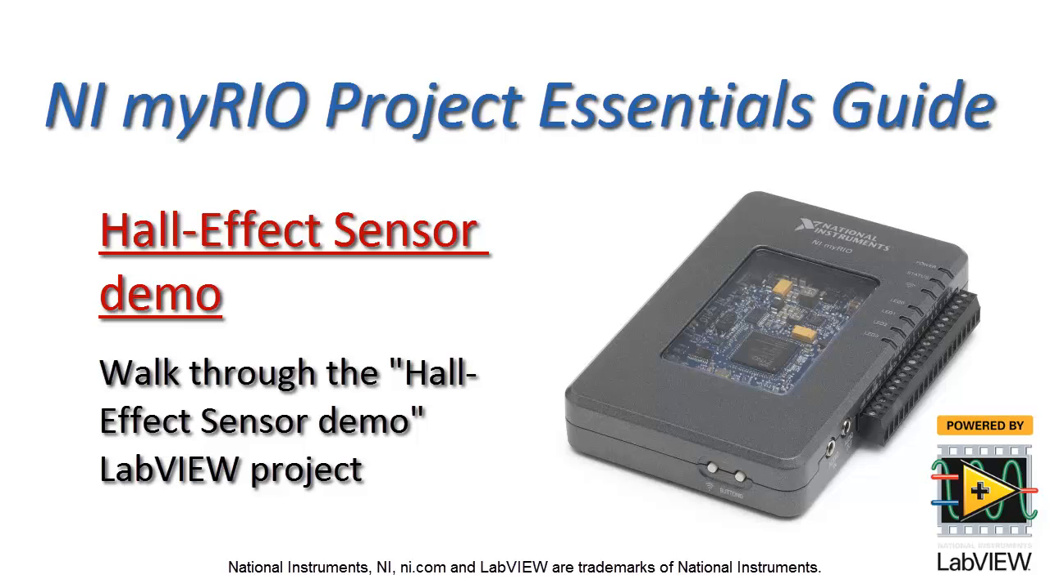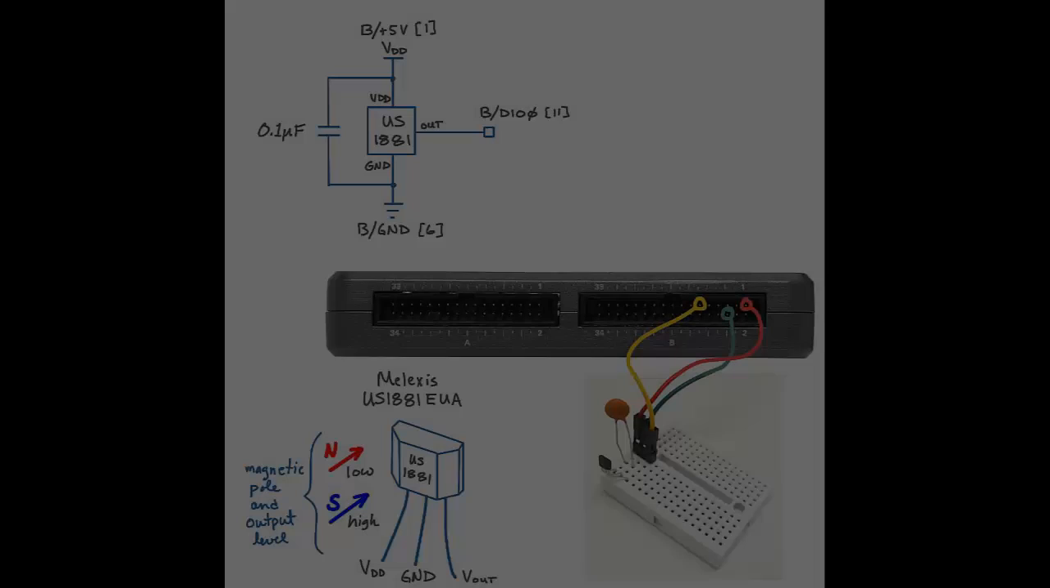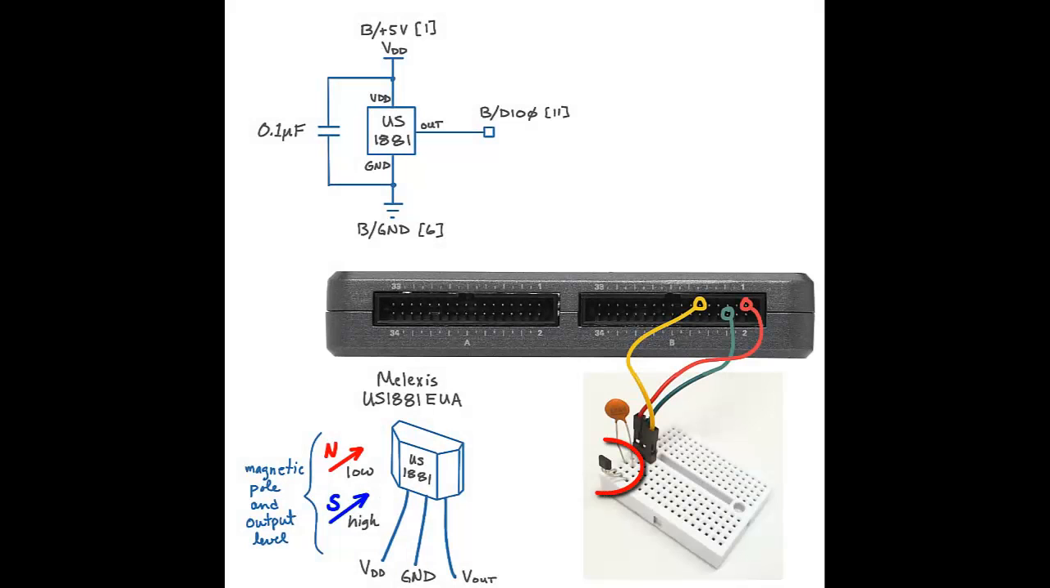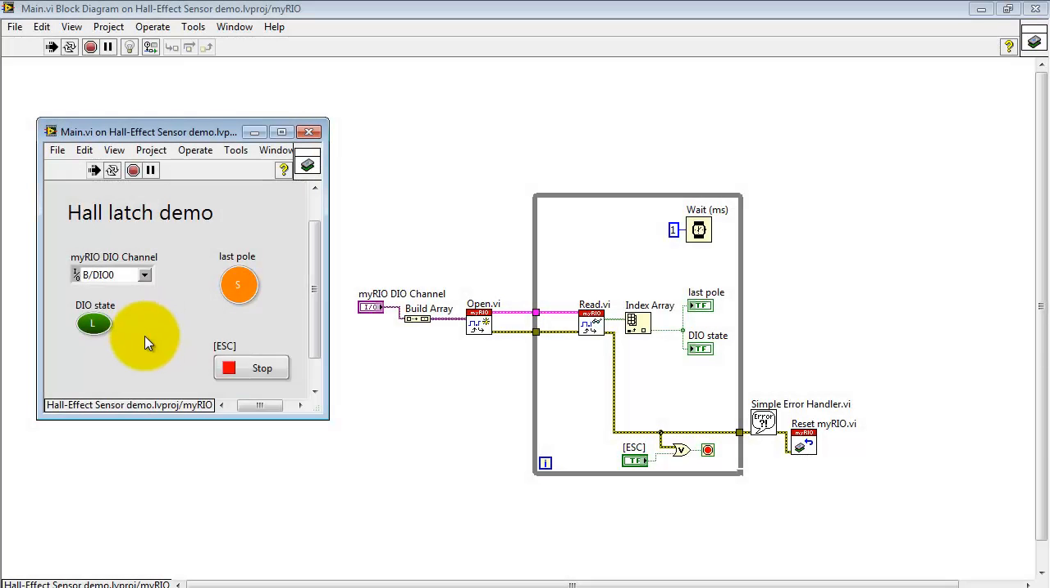Well, it's time to take a look at the Hall Effect Sensor Demo LabVIEW project. I have my Hall Effect Sensor connected to the digital input number 0 on connector B. I have the VI running at the moment.